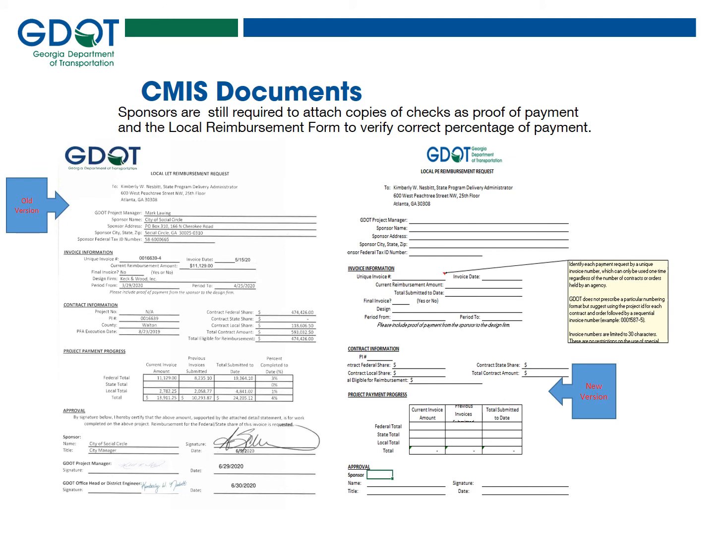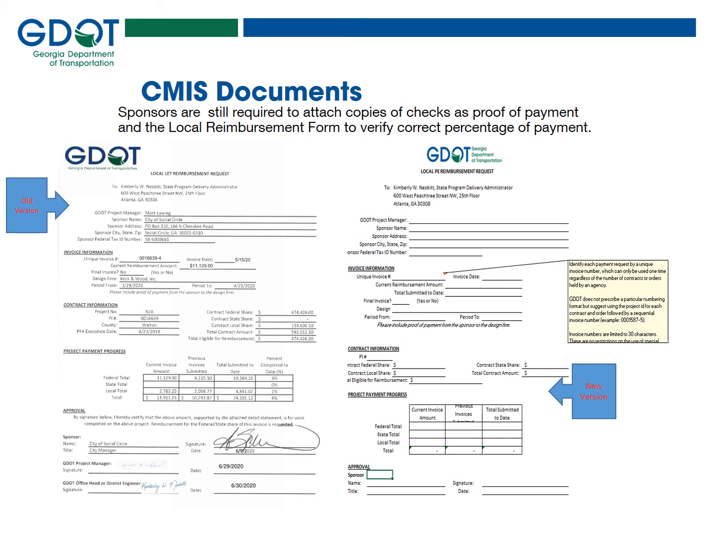The sponsors are required to attach supporting documentation to every invoice that is submitted within CMIS. One of the documents required for invoice submission is the local PE reimbursement request form. This form should be filled out by the sponsors for every invoice and submitted and attached to the invoice within CMIS. The GDOT project manager should ensure that all the amounts that are listed on the reimbursement request are exactly the same as the amounts requested on the CMIS invoice.